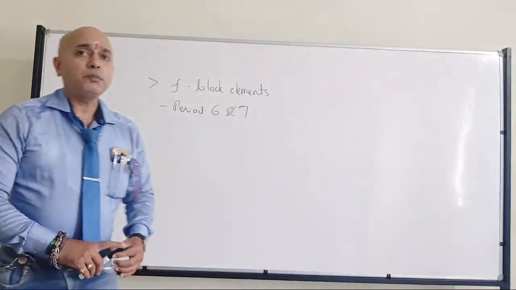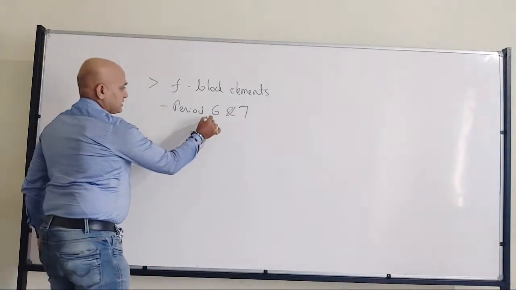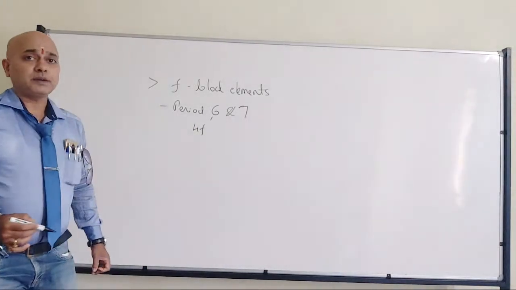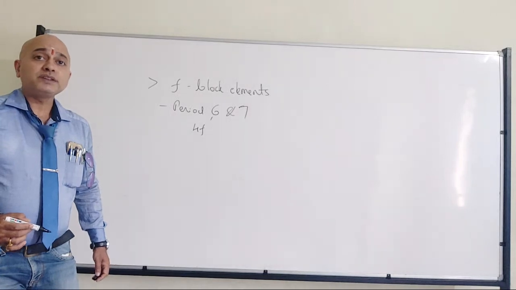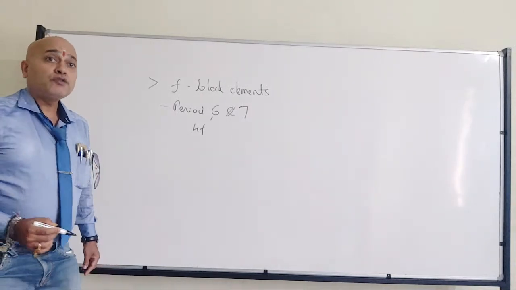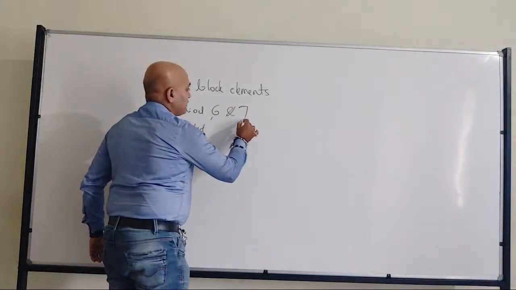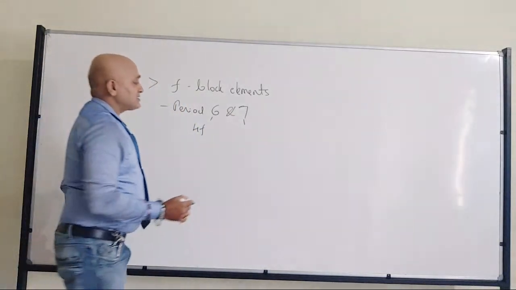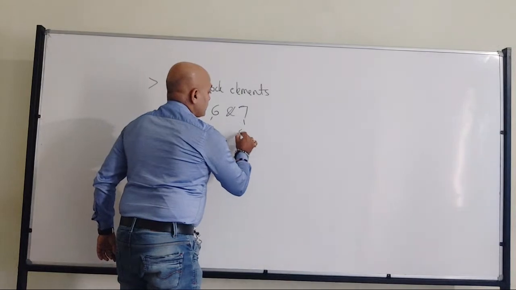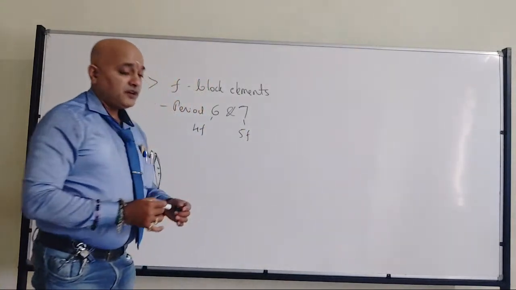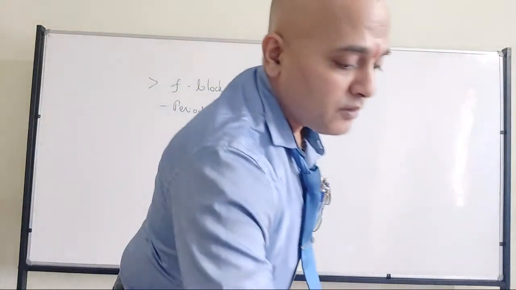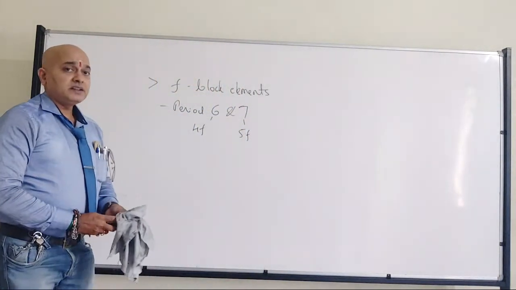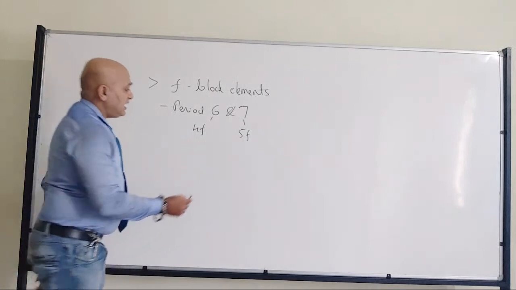Now, when I am talking about period number 6, it is 4f which is getting filled up. When I am talking about period number 7, it will be 5f which is getting filled up. Fine. So that's what I can tell.